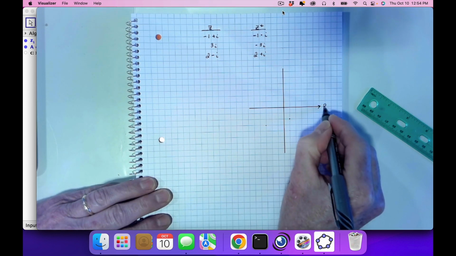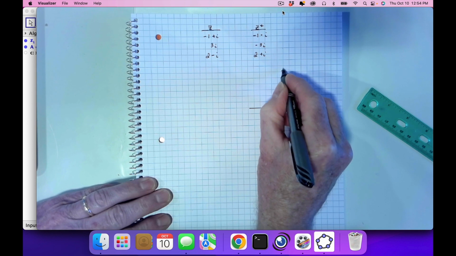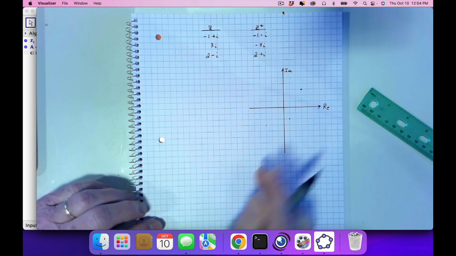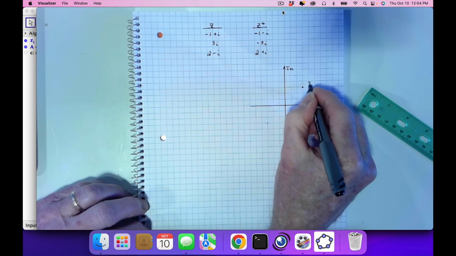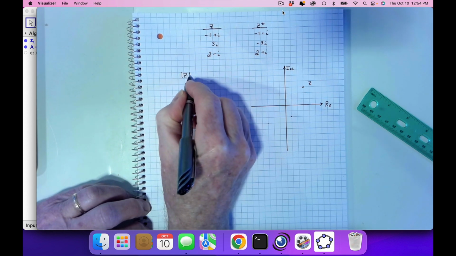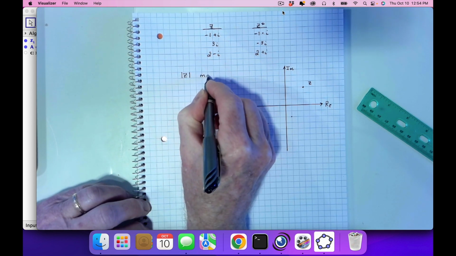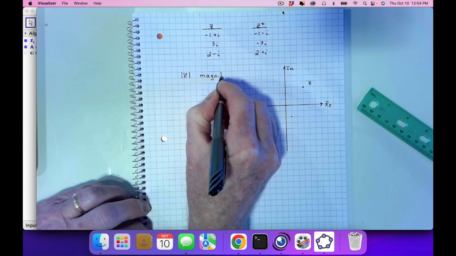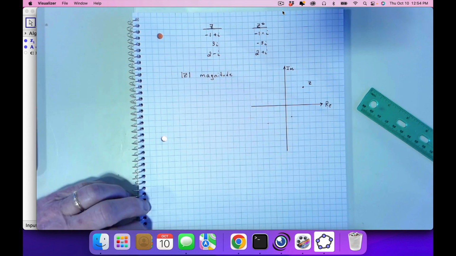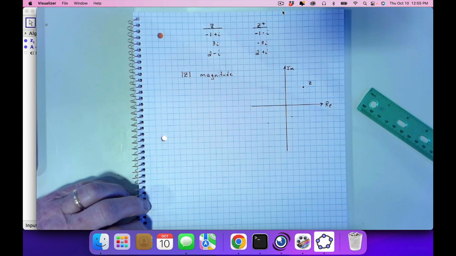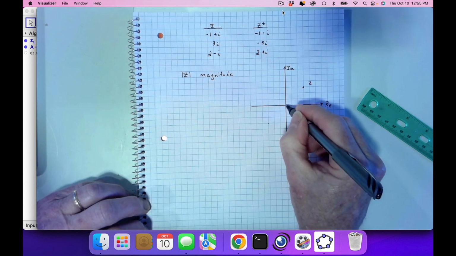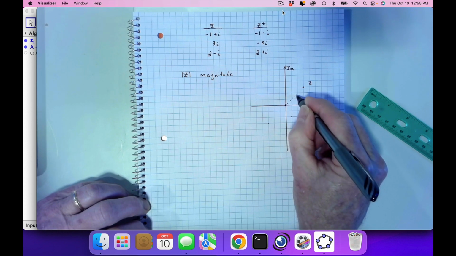So this is the real axis. This is our imaginary axis again. Now if I have this complex number right here, z, we can refer to the magnitude of a complex number. This is the notation for the magnitude of z. It's a real number, and it's the distance that number is to the origin.